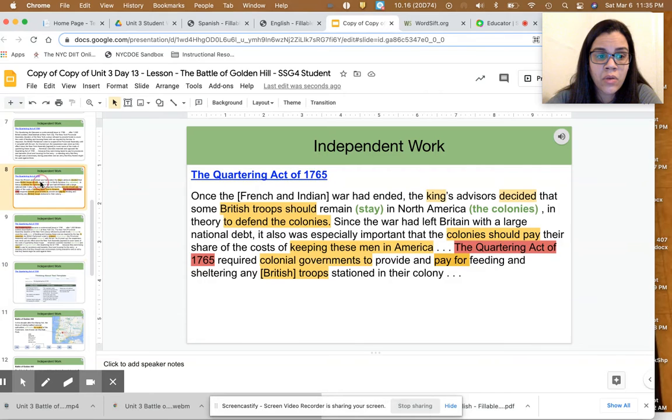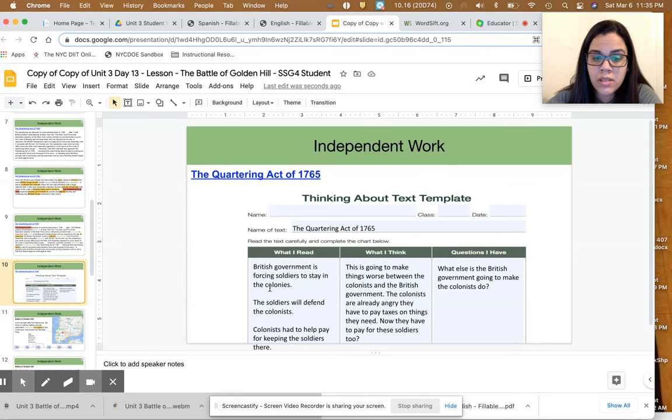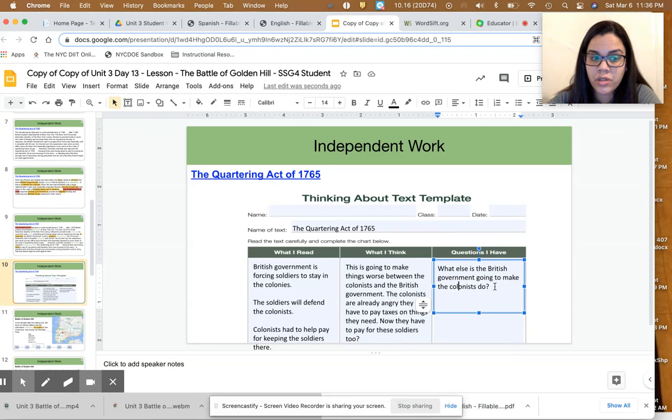So notice how I read and I paid attention to some of the words that were highlighted in green. I paused, I wrote down what I understood in my own words. I wrote down what I thought, right, based on the images we saw and the lesson from yesterday. And then I jotted down a question, okay?